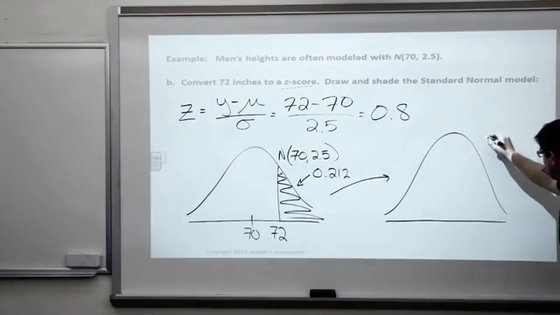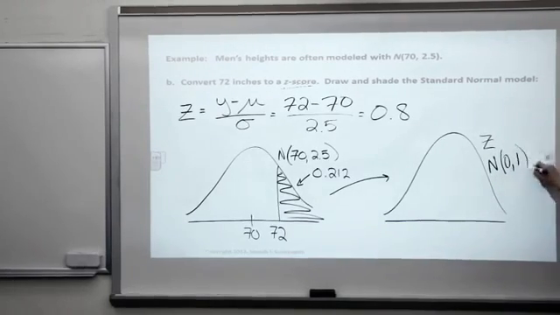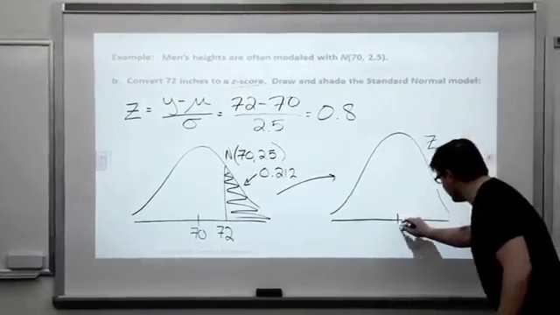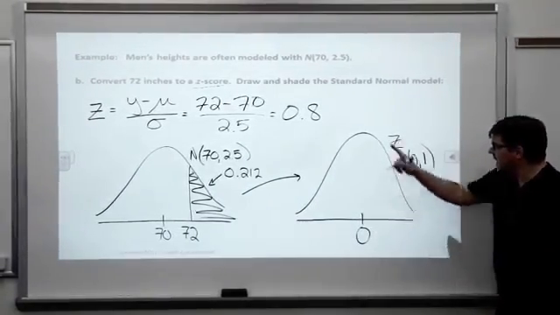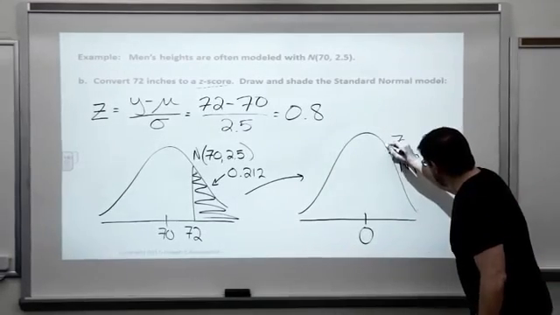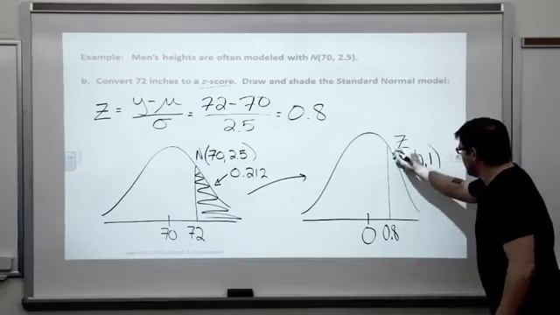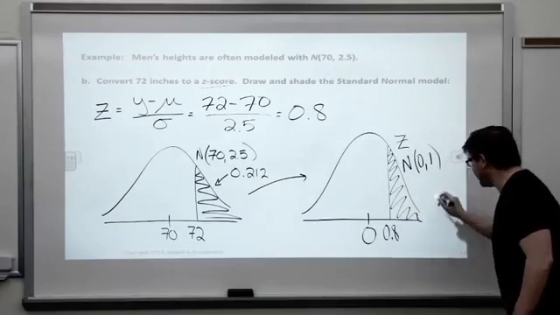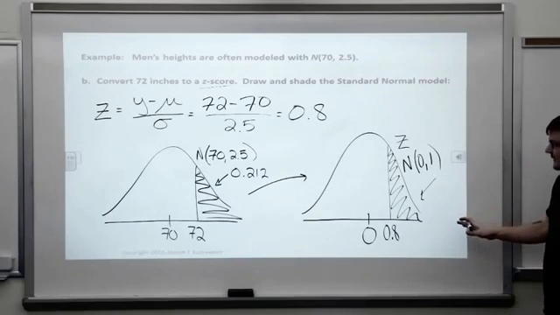Okay? Once I convert to z, that's 0.8 standard deviations above the mean. Here, we would label this as a z-curve. A z-curve is a normal model centered at 0, standard deviation of 1. And if I put 0 there in the middle, I shade from 0.8. 0.8 standard deviations is exactly right here. And if I were to shade this stuff up in the upper tail, guess what? It's exactly the same answer.